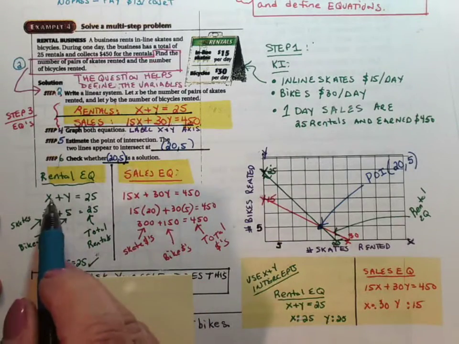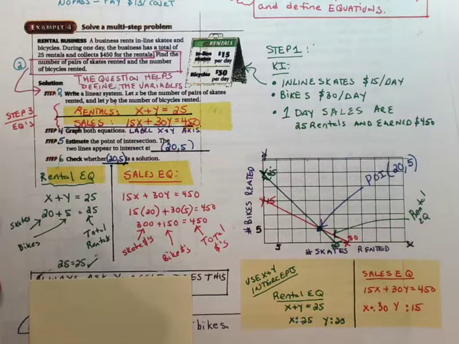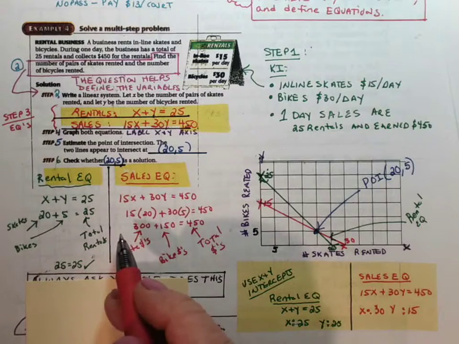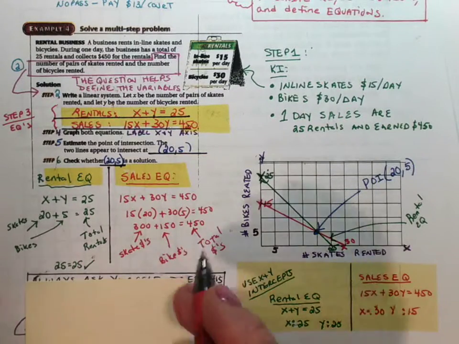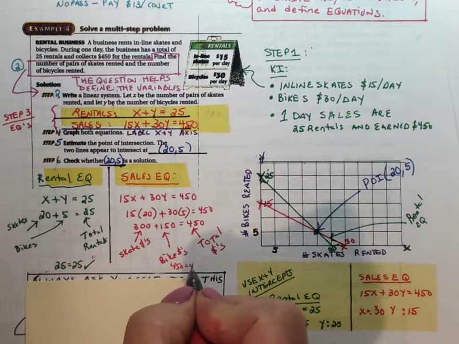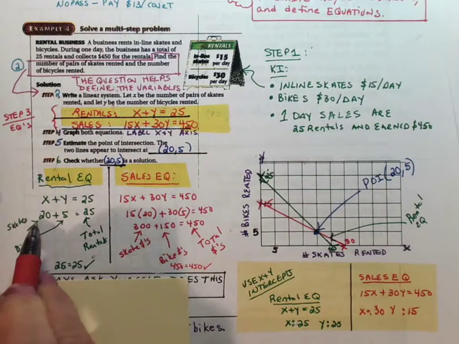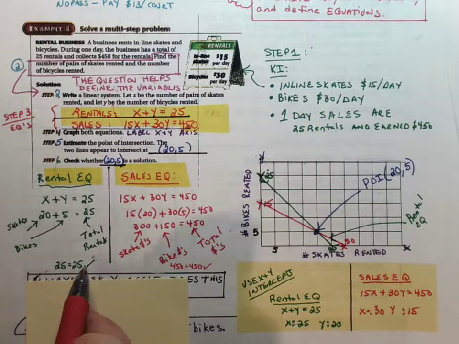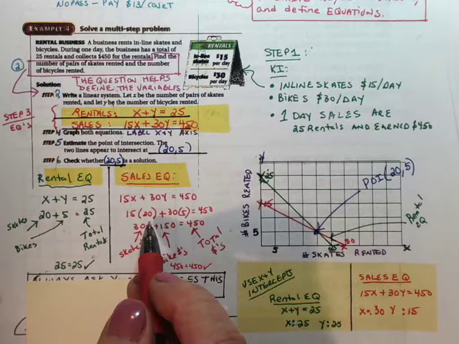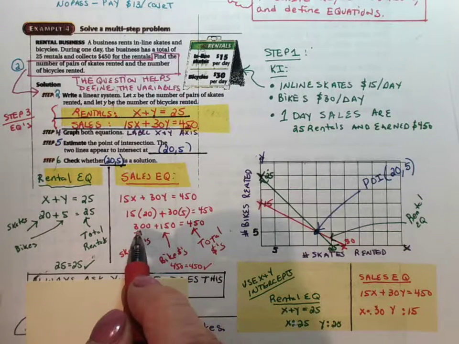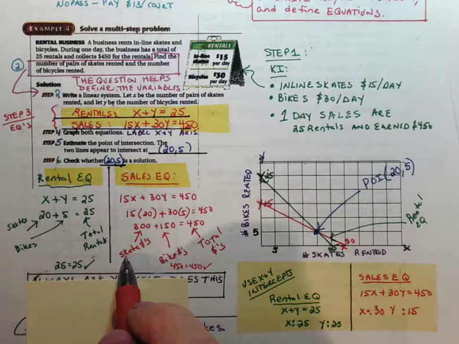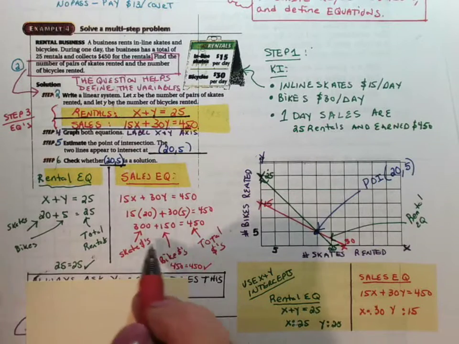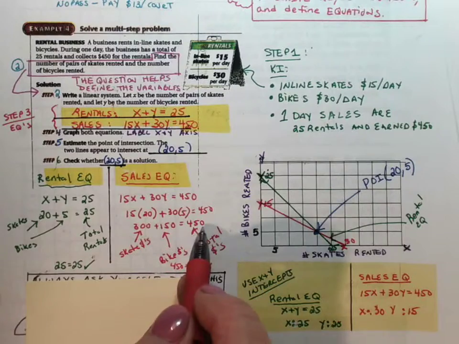You're going to put this solution into both of the original equations. And so here you get 25 equals 25, and here you get 450 equals 450. For the rental equation, does it make sense? There's 20 skates and 5 bikes, totaling 25 pieces of rental equipment. Skates are $15, so you made $300 for skates. And bikes are $30, and you rented 5, so you made $150 there. So this equation checks because 450 is 450.